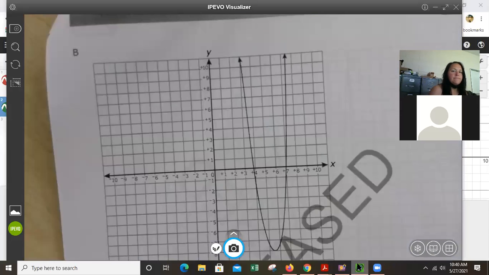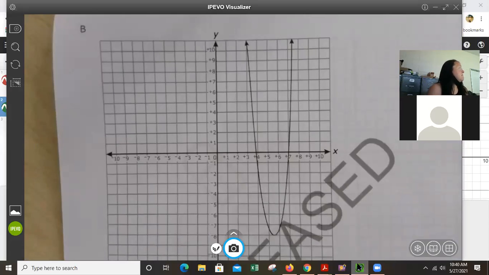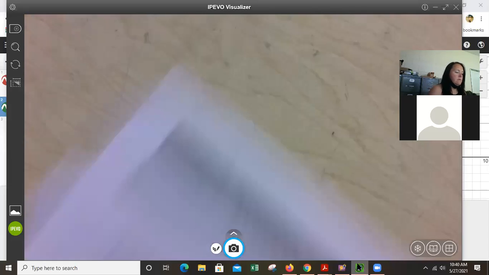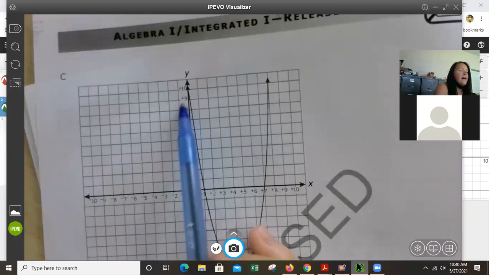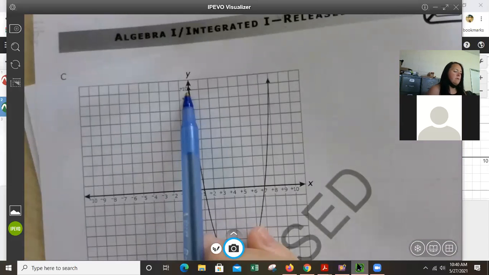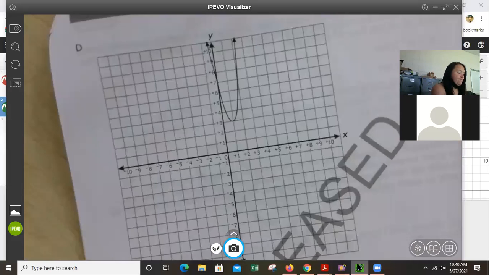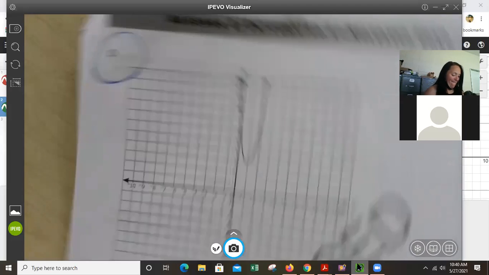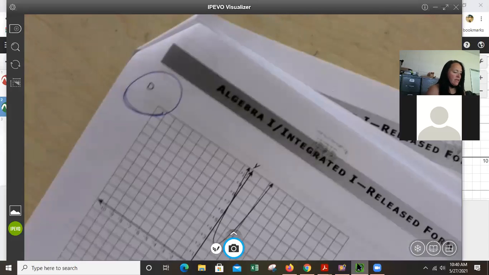Look at B. Do you even see it? Let's look at C. This y-intercept is way up here at 10. Where is this one at? That's tough, wasn't it? No. They're pretty easy. They're not too bad.